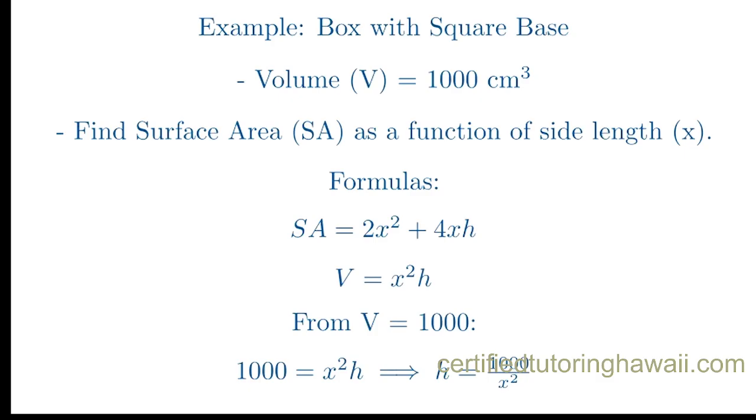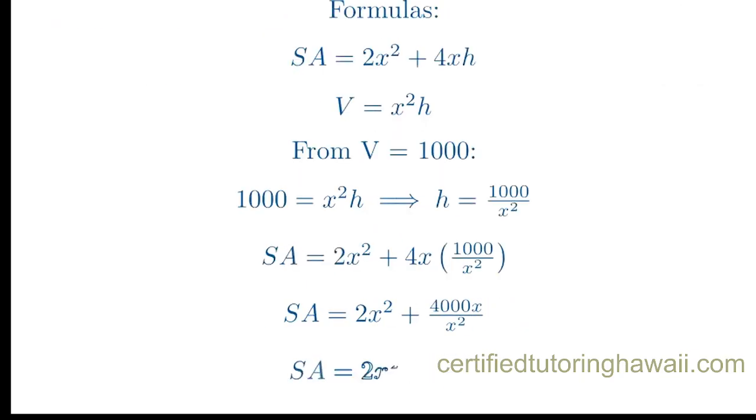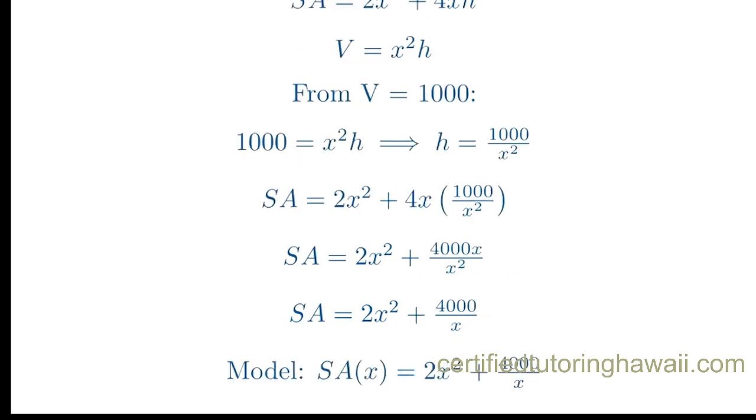Let's simplify this. The 4x in the second term will cancel one of the x's in the denominator, leaving us with 4,000 over x. So, our final model for the surface area is SA equals 2x squared plus 4,000 over x. This is a rational function, as we have a term with x in the denominator. Notice the asymptotic behavior. As x gets very small, the 4,000 over x term gets very large, and the surface area increases without bound. As x gets very large, the 4,000 over x term approaches 0, and the area approaches 2x squared. The domain is restricted to x greater than 0, since side length cannot be negative or 0.